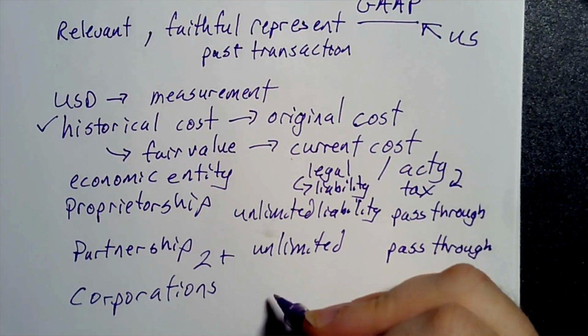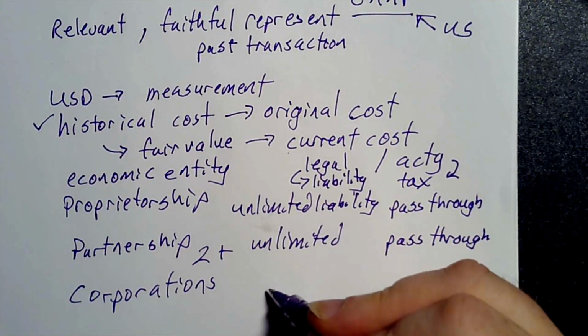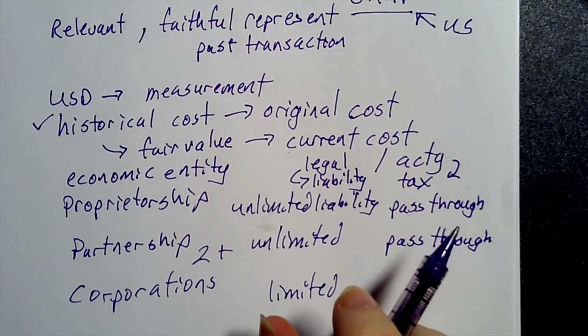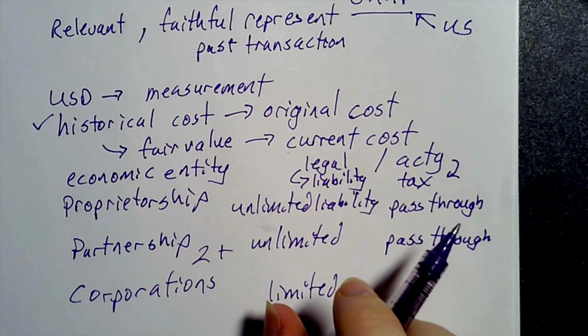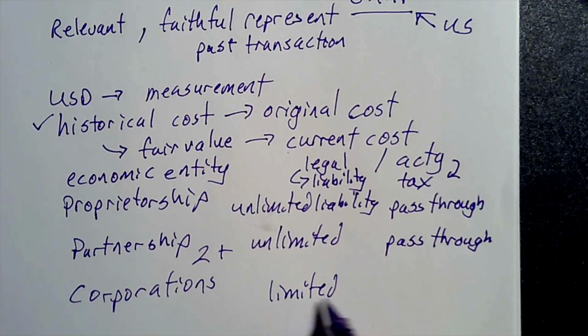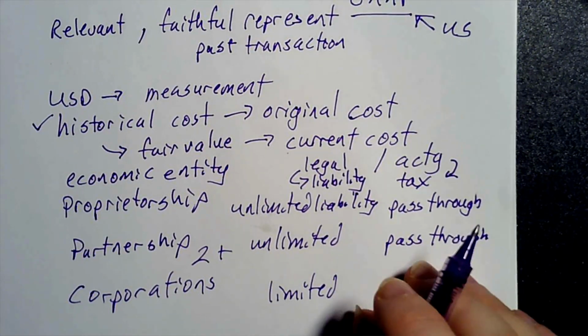Corporations, well, again, it flip-flops. On the legal side, there's limited liability, meaning if someone sues the company, they can only sue the company. They can't sue the stockholders or the owners or the CEO or that sort of thing. Now, of course, if you're a shareholder, you can lose all the money you invested in the company, but they can't go after your personal assets as an owner or a shareholder.